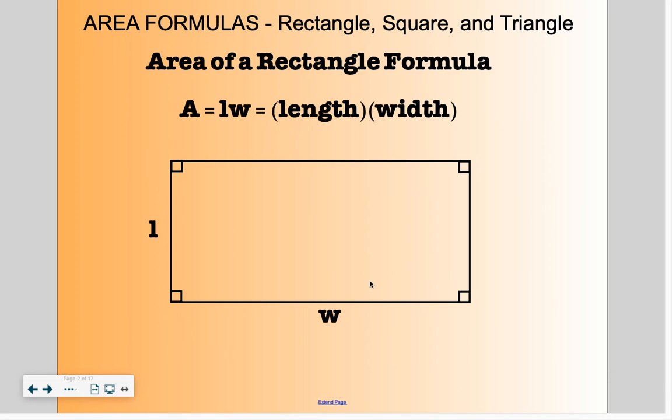As far as the formula for area of a rectangle, that is length times width. So pretty much one side times the other side. And you are done.